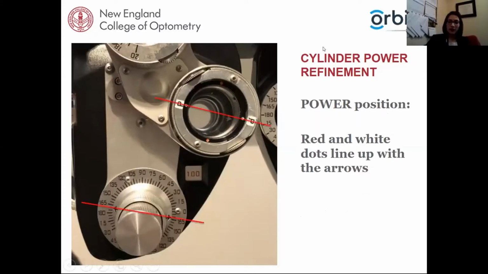And so power position now is a little bit different than axis, because before we had the red and white dots on either side of the arrows, and now we want the red and white dots lined up exactly with the arrows. So you can just rotate the JCC and it clicks into place so that now you can see the white dots are lined up with the arrows. You can see the arrow there. This is where our axis is oriented. So the white dots are lined up.